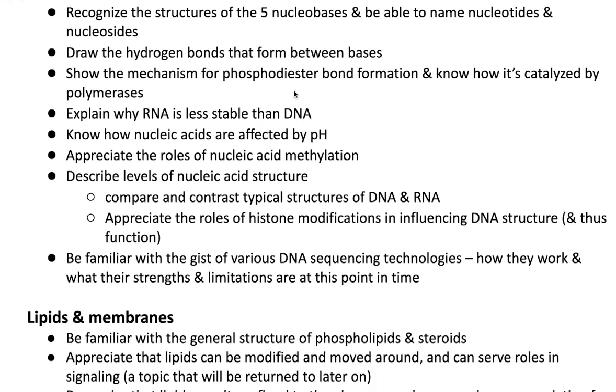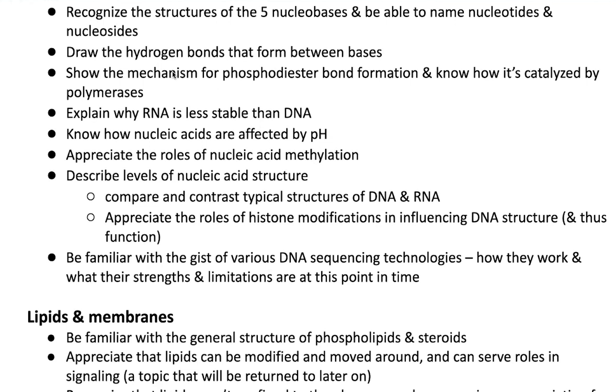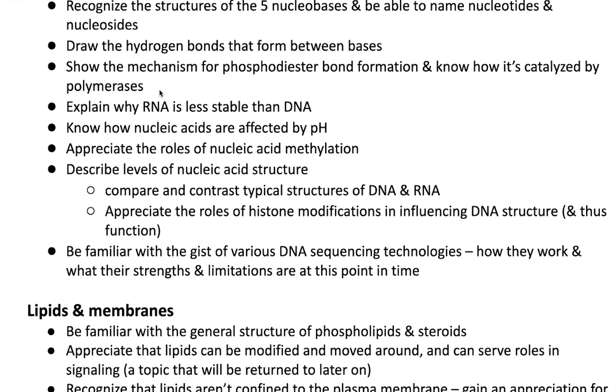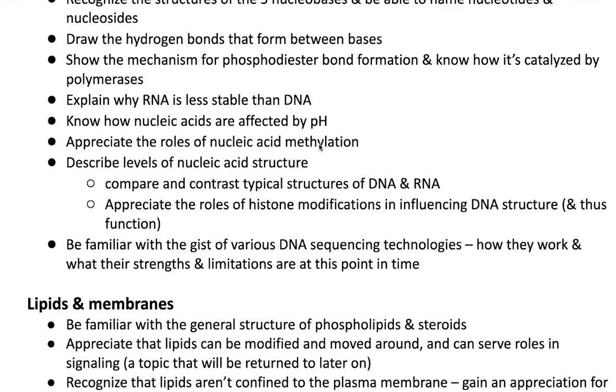Show me the mechanism for phosphodiester bond formation and how it's catalyzed by polymerases, including the roles of magnesium. This helps you understand why we need magnesium in that PCR reaction. Explain why RNA is less stable than DNA. Know how nucleic acids are affected by pH. So what happens to DNA or RNA at a low pH or a high pH?